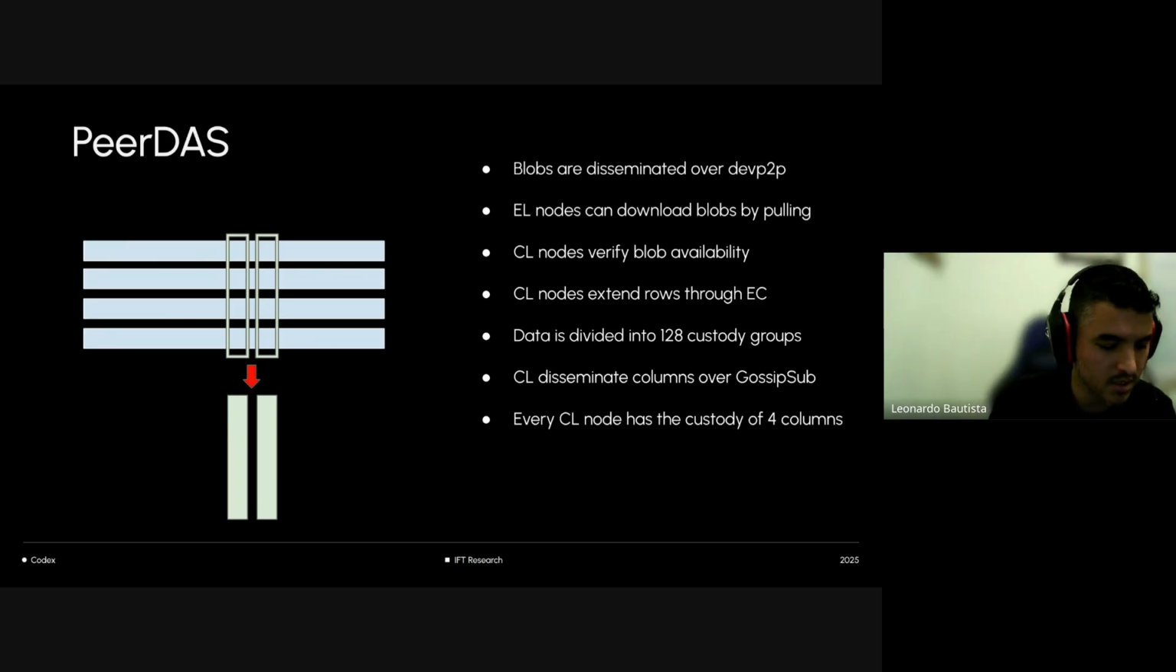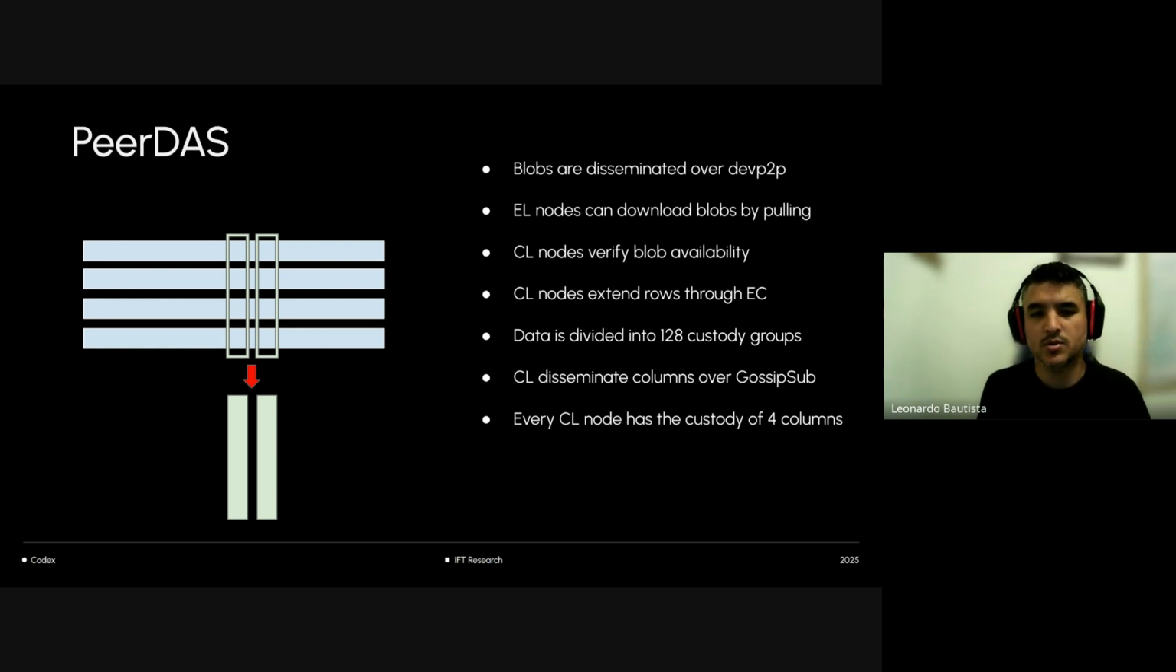Now you could ask, why would anybody do that? If I can save bandwidth, I can save storage, and I just need to store 4 columns, why would I download the whole thing? And there are several reasons why you might want to do that. For example, you might be running a node that is working on a block explorer, and you actually need the blob data for showing it in the explorer or in your dashboard or whatever it is.